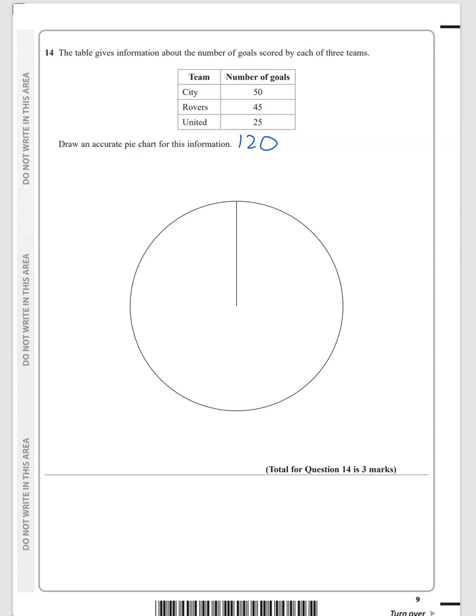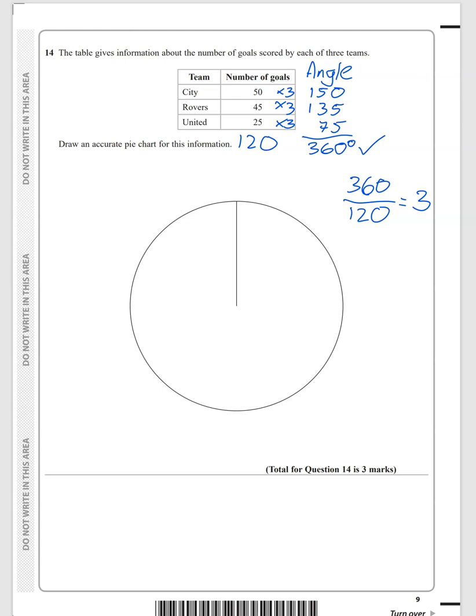And then we need to work out how many degrees each goal is worth. So 360 divided by 120, so 3. And then we need to work out our angle. I would write these down in case you mess up measuring them, you'll still get your marks. So we need to times each one of these by 3. 150. 3 times 45 is 135. And 75. I would also quickly check by adding these together that we haven't gone wrong. It all needs to add up to 360, which it does.